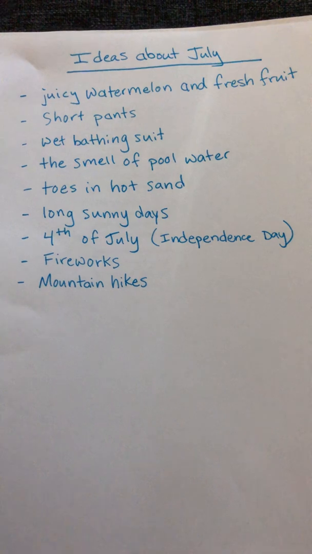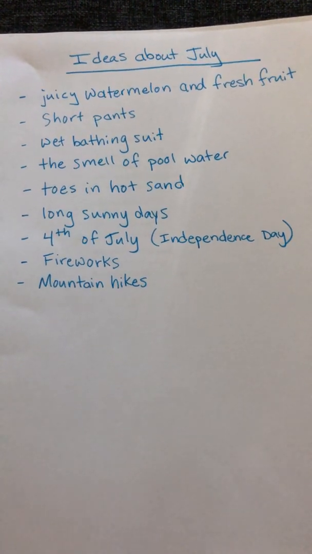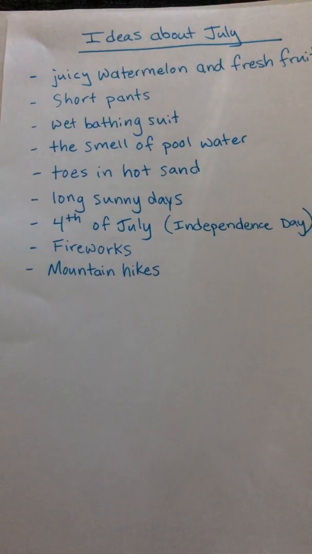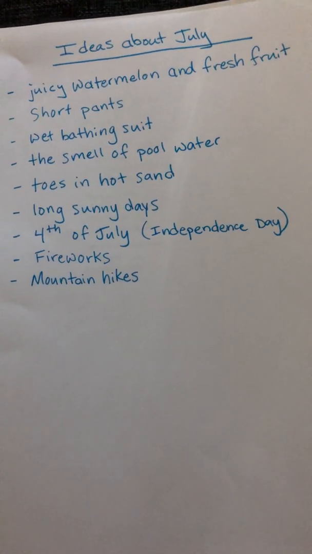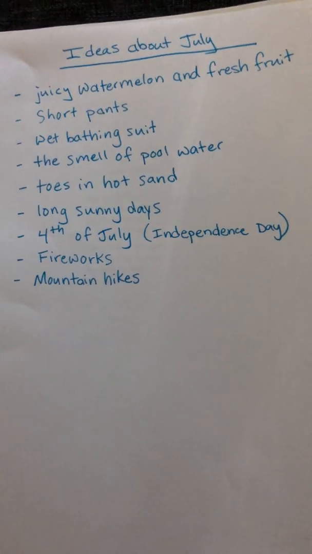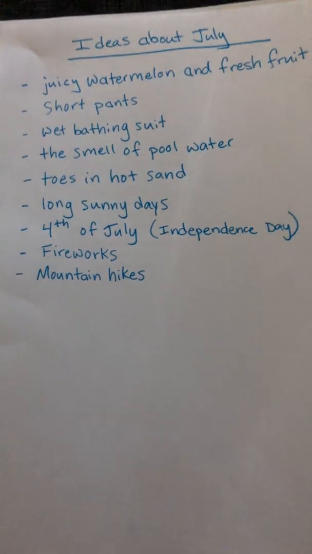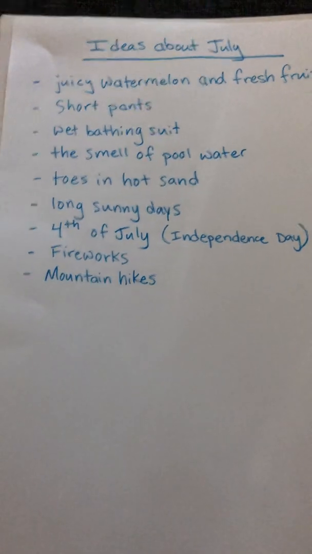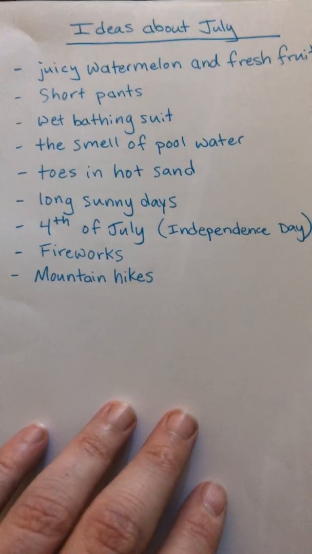So when I think of July, I think of fresh fruit, juicy watermelon, maybe short pants, maybe swimming, so you'd have a wet bathing suit, and the smell of pool water. Toes in hot sand, right? If you go to the beach. I think of long sunny days. The 4th of July, Independence Day. Fireworks. And for me personally, I like to go on mountain hikes. So these are just a few quick, great ideas for a poem that I could write about the month of July.